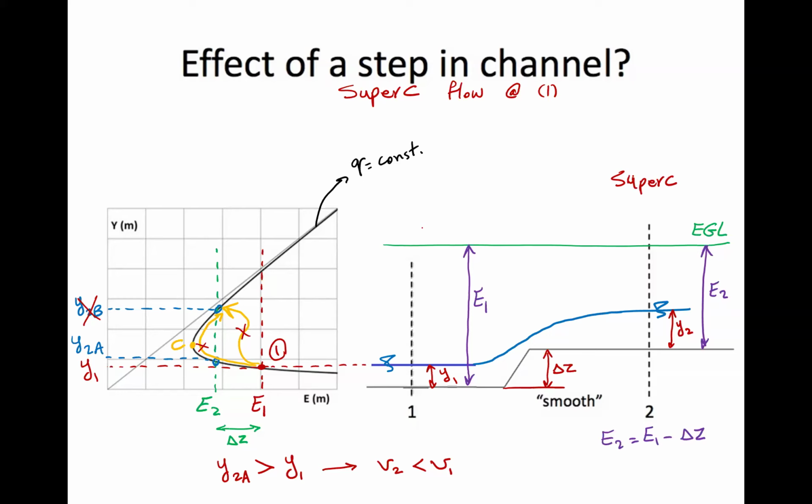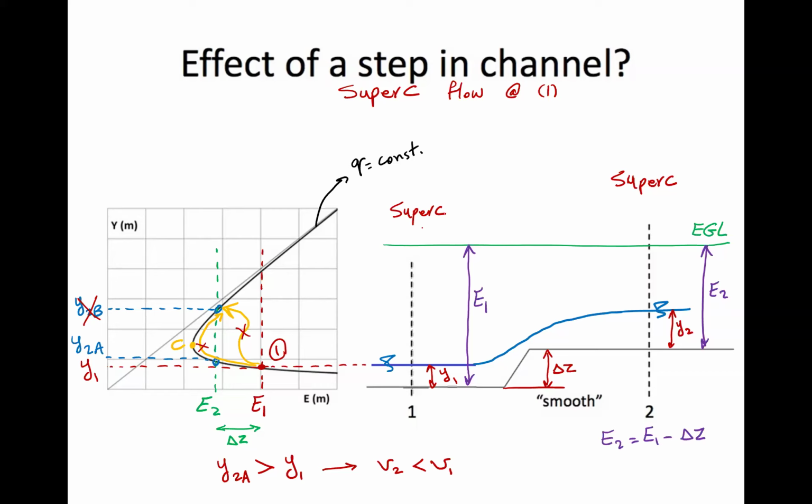Supercritical upstream, supercritical downstream, just like what we had in the subcritical case. The major difference, if we compare side by side, is that in subcritical flow, depth reduced. In supercritical flow, depth actually increased as we went through the step.